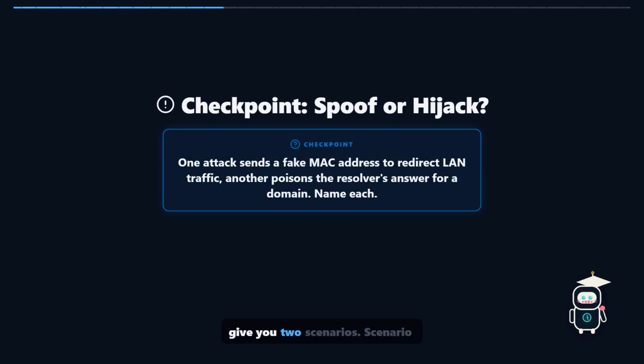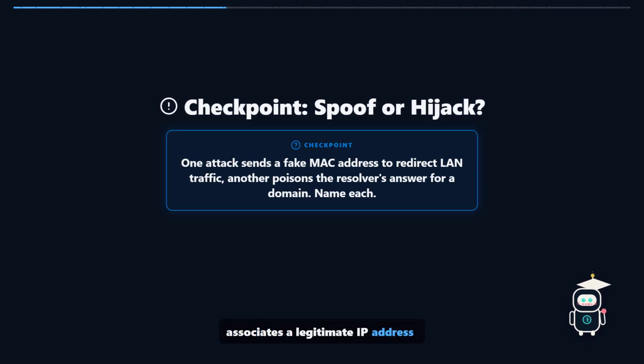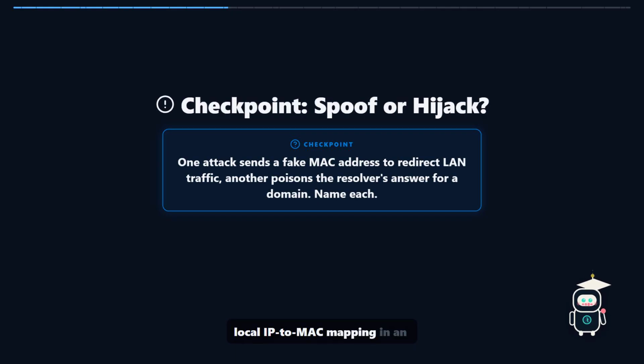Quick checkpoint. I'm going to give you two scenarios. Scenario 1. A device on the local network sends deceptive ARP messages so that another system associates a legitimate IP address with the attacker's MAC address. What is that? ARP spoofing. The attacker is manipulating the local IP to MAC mapping in an attempt to redirect traffic.